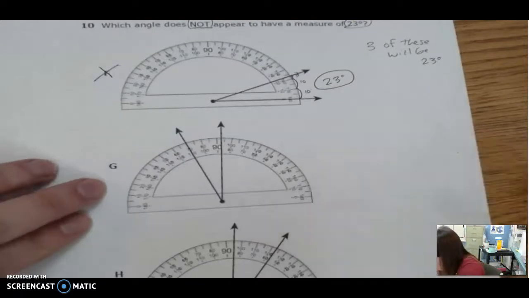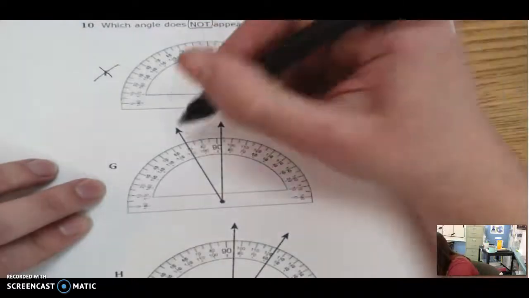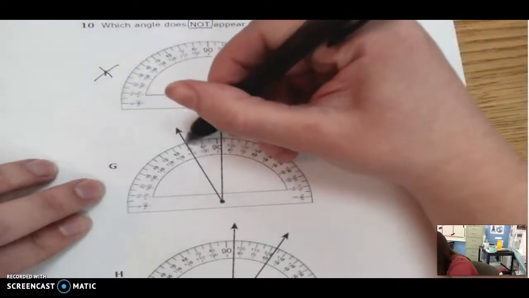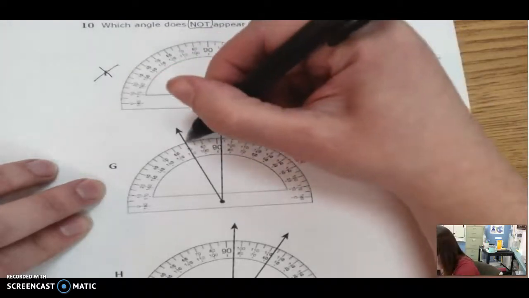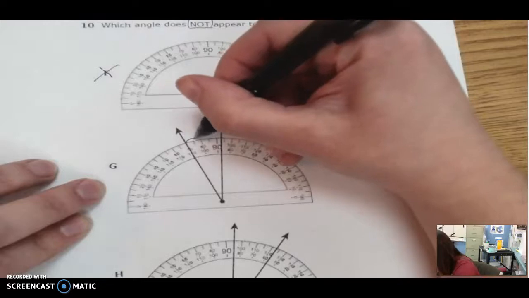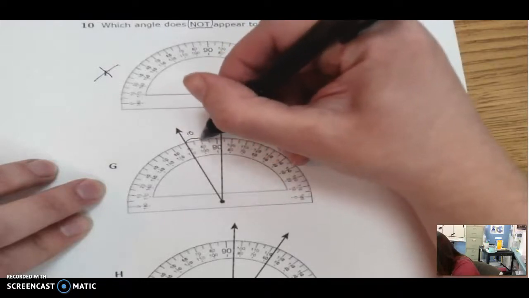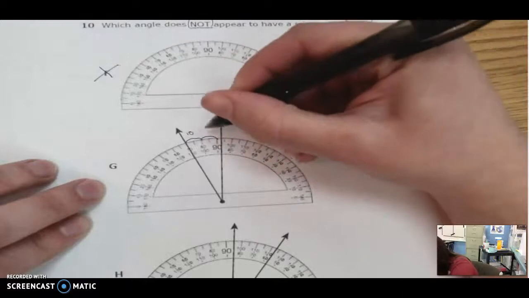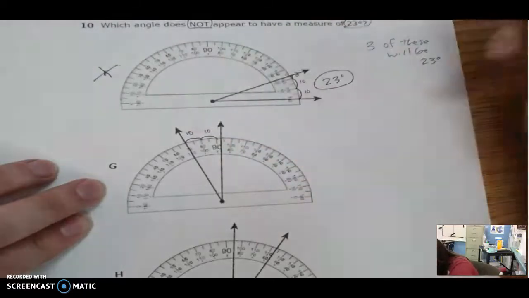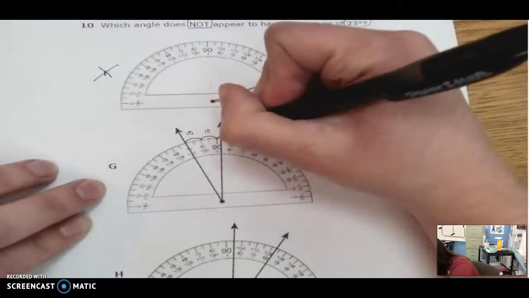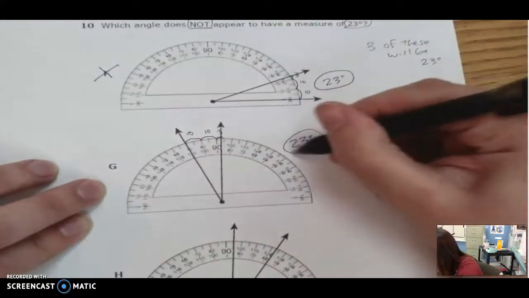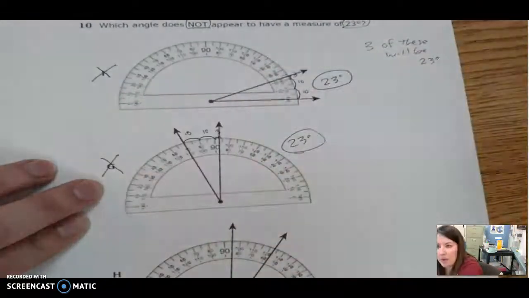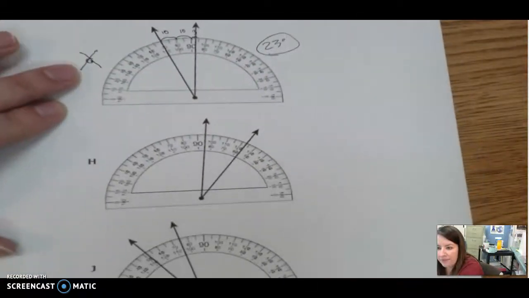Let's check G. This one doesn't quite start at 0, so I'm going to have to choose a starting point. I'm going to start here because it's exactly on this 70. I'm just going to use this as a number line. There could be no numbers on here and I could still do this. From here to here is 10. From here to here is another 10. And then it looks like it again is about 3 right here. So 10, 10, and 3, that's 23 degrees. Okay, can't be that one. Remember, I'm looking for the one that's not 23.